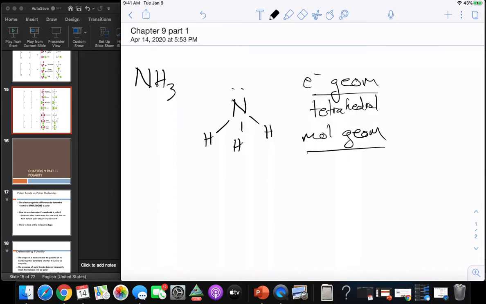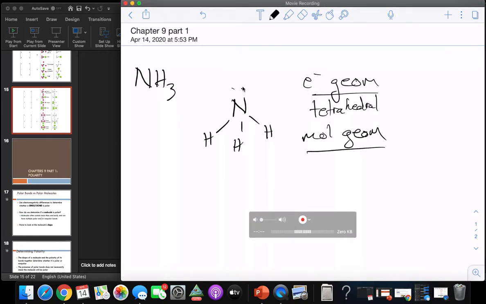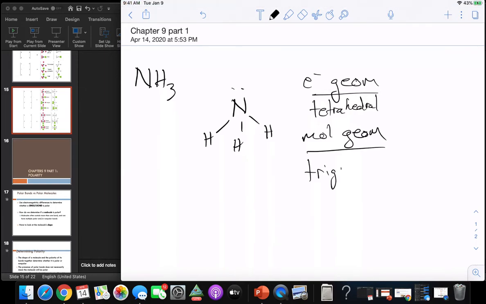Now for the molecular geometry, we have 1 lone pair. That 1 lone pair is going to sit on top, so that if we just look at the atoms, we have nitrogen sitting on top by itself, and then 3 hydrogens making a triangular base of a pyramid. So we call this trigonal pyramidal. So there are our 2 geometries for ammonia.